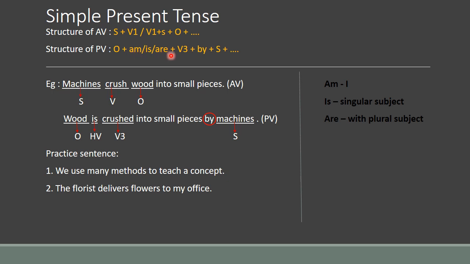Then the given main verb should be changed to its V3 form, then by, then the subject. And finally, some extra elements will also be there that should be added at the end. Okay, for example, machines crush wood into small pieces. Active voice sentence, because the structure is subject, verb, and object.